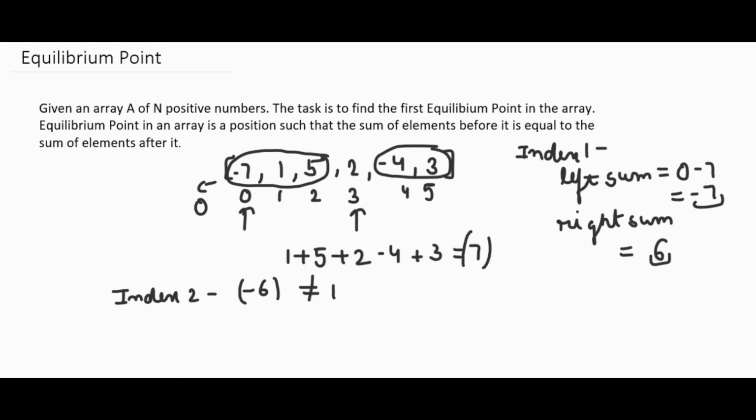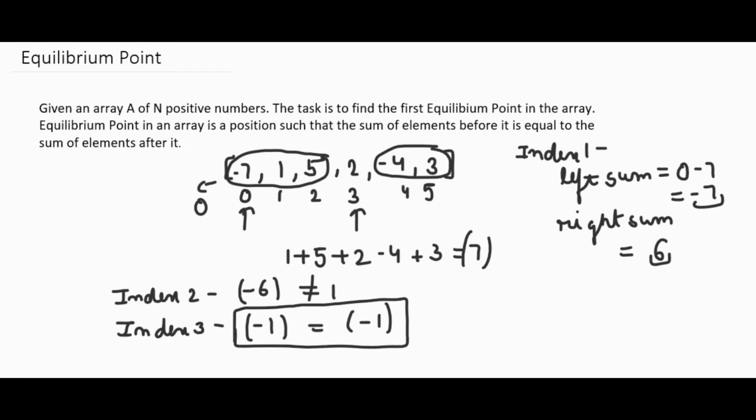Now coming to index 3. In index 3, the left sum, which is -7 plus 1, which is -6, plus 5, is equal to -1. This is the left sum, and the right sum is -4 plus 3, which is -1. So the left sum and right sum at index 3 are equal, right? So the answer is 3, and 3 is our equilibrium point because we have to find the first equilibrium point.